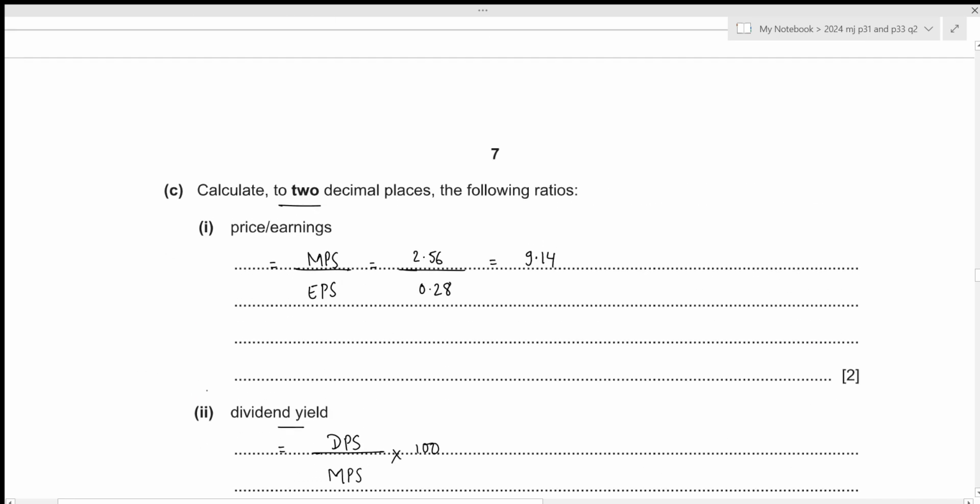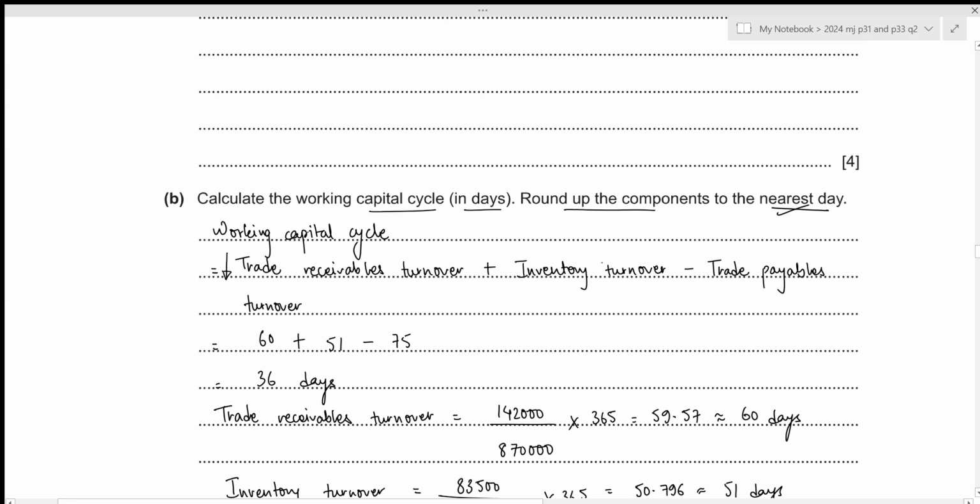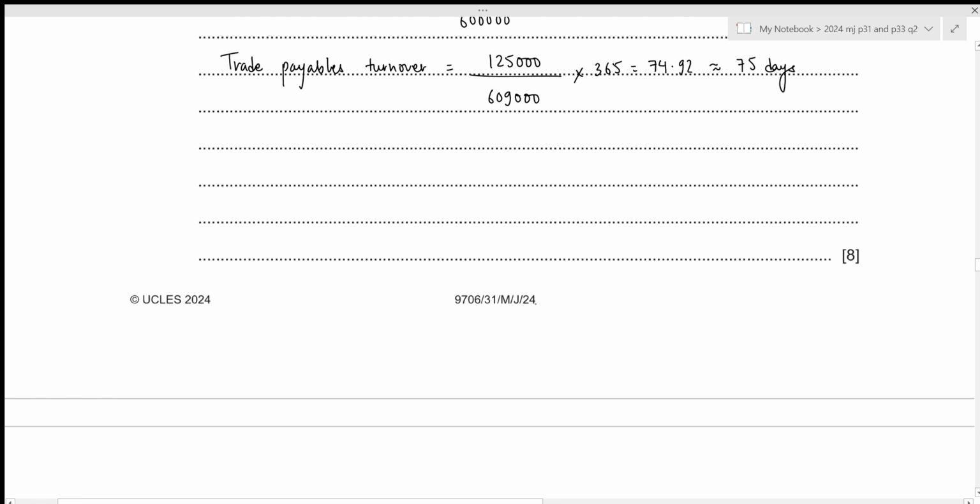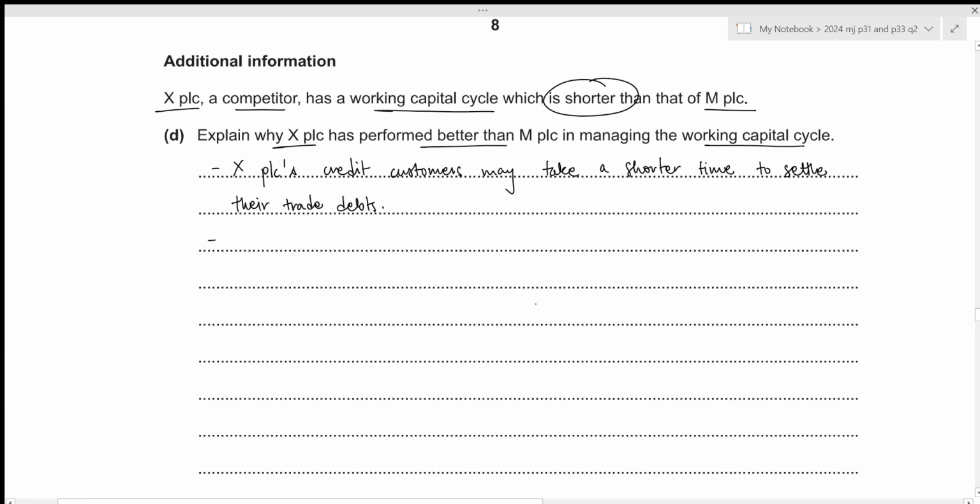Now we can comment on the next component as well, which is inventory turnover. So in order to have a shorter working capital cycle, they will also require a shorter inventory turnover, which means that XPLC may take a shorter time to sell its goods. Let's write it down. XPLC may take a shorter time to sell its goods.